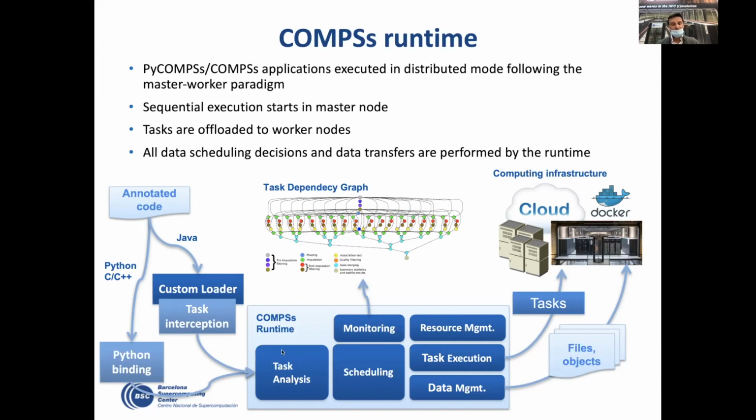But internally, what is happening is that COMPSs is analyzing that code, the parts that are annotated, of course, and is building a task dependency graph, as we said before. And these tasks are scheduled based on resource availability and data availability, on a different set of resources. So your code becomes a task, and these tasks are executed on the nodes of your computing platform.